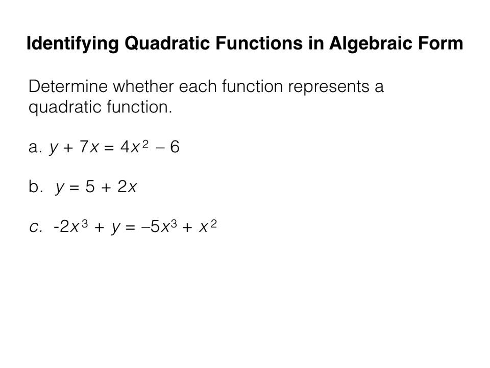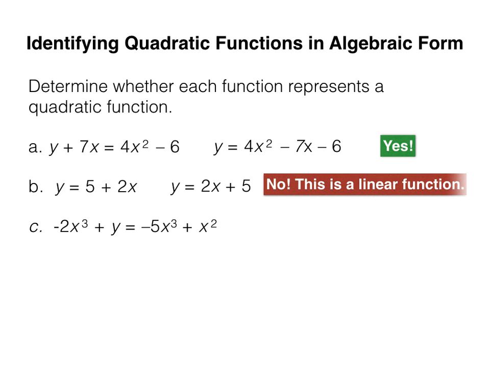It would be y equals 4x squared minus 7x minus 6. This is indeed a quadratic function because it has the x squared term. The next one, when we write it in standard form, we would put the x term first and then the constant. This is not a quadratic function. In fact, this is a linear function. It's the graph of a straight line.